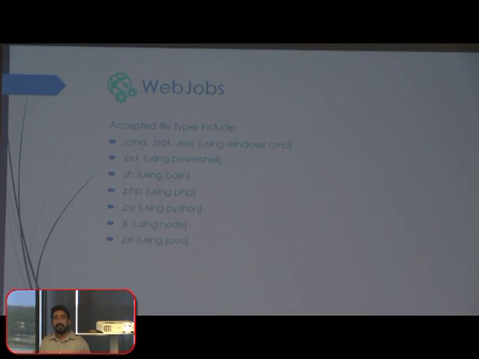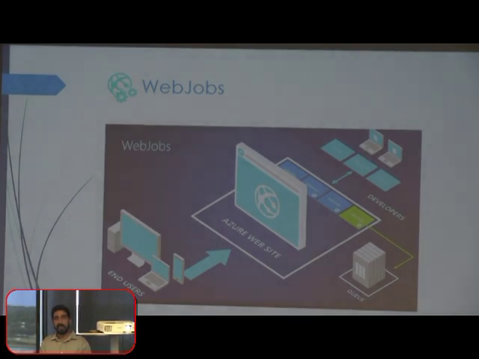So we can run different file types under web jobs, which include command files, batch files, exes, PowerShell files, bash, PHP, Python, Node, and Java files. So basically our web app stands there, and it is a front end. Under the front end we can have multiple web jobs which might be doing different long running tasks, like they might be interacting with the queue, or they might be processing database messages or whatsoever.